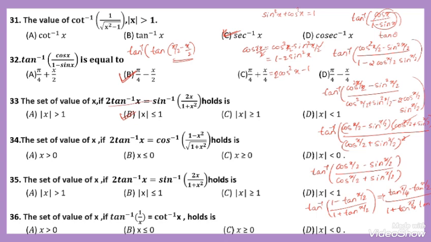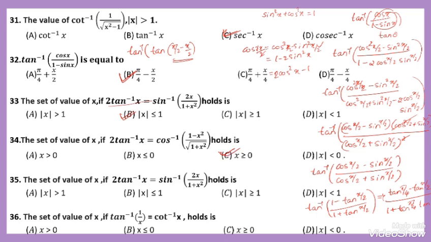Similarly, here also there is the same question. If 2 tan inverse of x is equal to cos inverse of 1 minus x square divided by 1 plus x square. Here there is a cos function in place of the sine function, then the value becomes greater than or equal to 0. The option number C is correct.